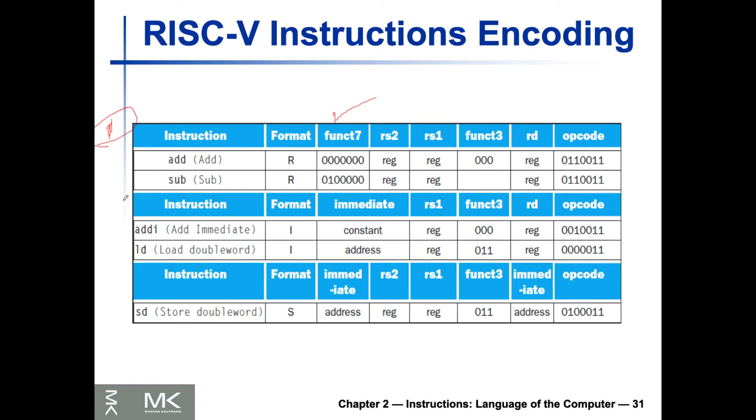And then you have another type, which is the I format. We're going to use it for addi and load. And a third one, which is the format S, we're going to use as a store here. And by a store, when I don't add anything to that, it is store doubleword, which is all our 64-bit. Okay?